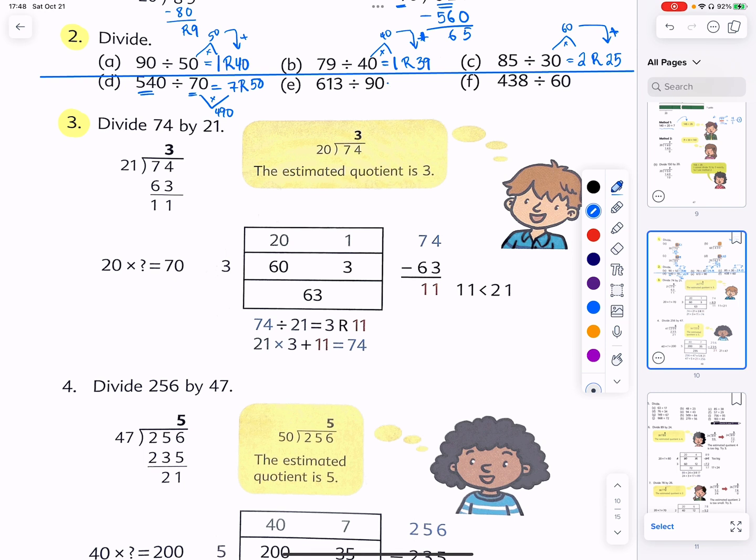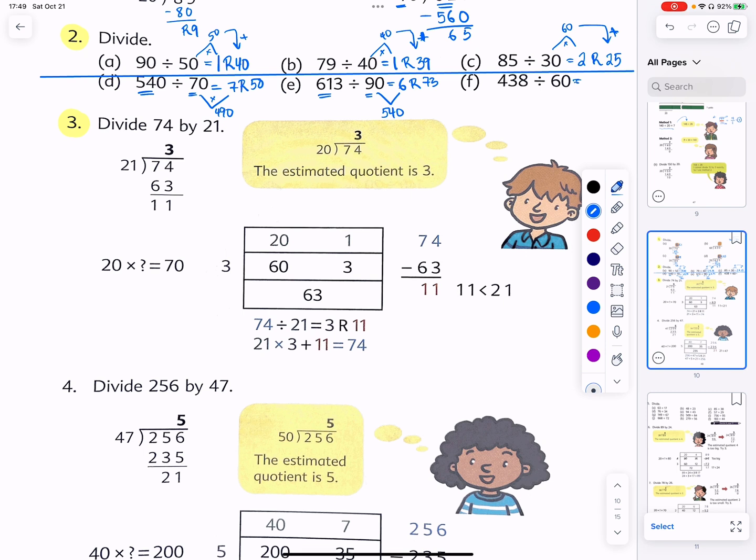Next question. 613 divided by 90. How many times does 90 go into 613? Well, let's say how many times does 9 go into 61? Well, it's about 6 times. 9 times 6 is 54. 90 times 6 is 540. Therefore, the remainder, 613 minus 540, is 73.